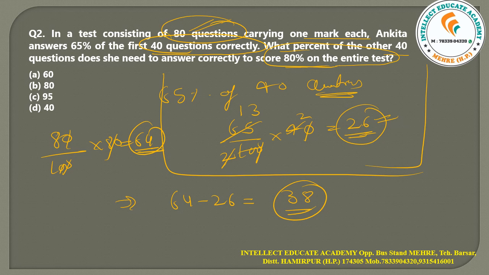What percentage of the remaining 40 questions is 38? So that is 38 upon 40 into 100, which is the percentage of 38 out of 40. So if we do this, we divide by 2, this is 2, this is 19, and 19 into 5 is equal to 95. So 95% she has to solve out of the remaining 40 questions, only then she will get 80% marks.